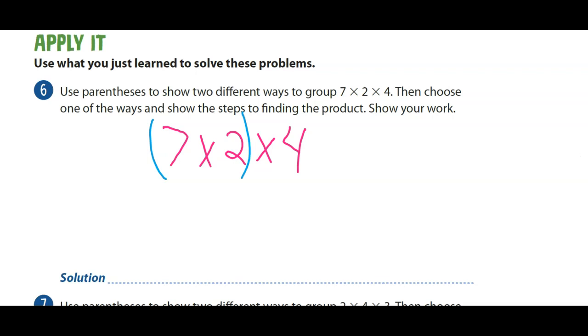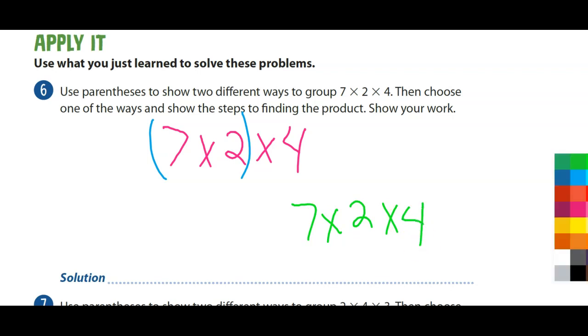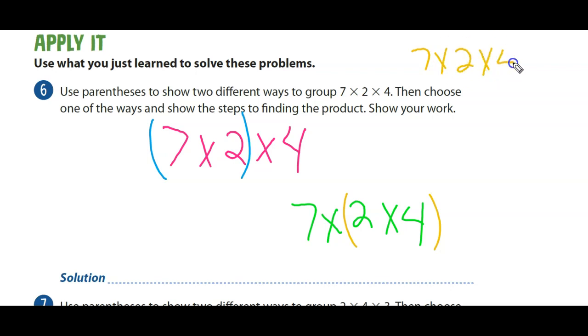And I'm going to write it again. 7 times 2 times 4. What's another way to group them? What is it? 2 times 4, correct. They have to be next to each other, don't they? I can't do this. 7 times 2 times 4. I can't group them like that, huh? All right? Just saying.